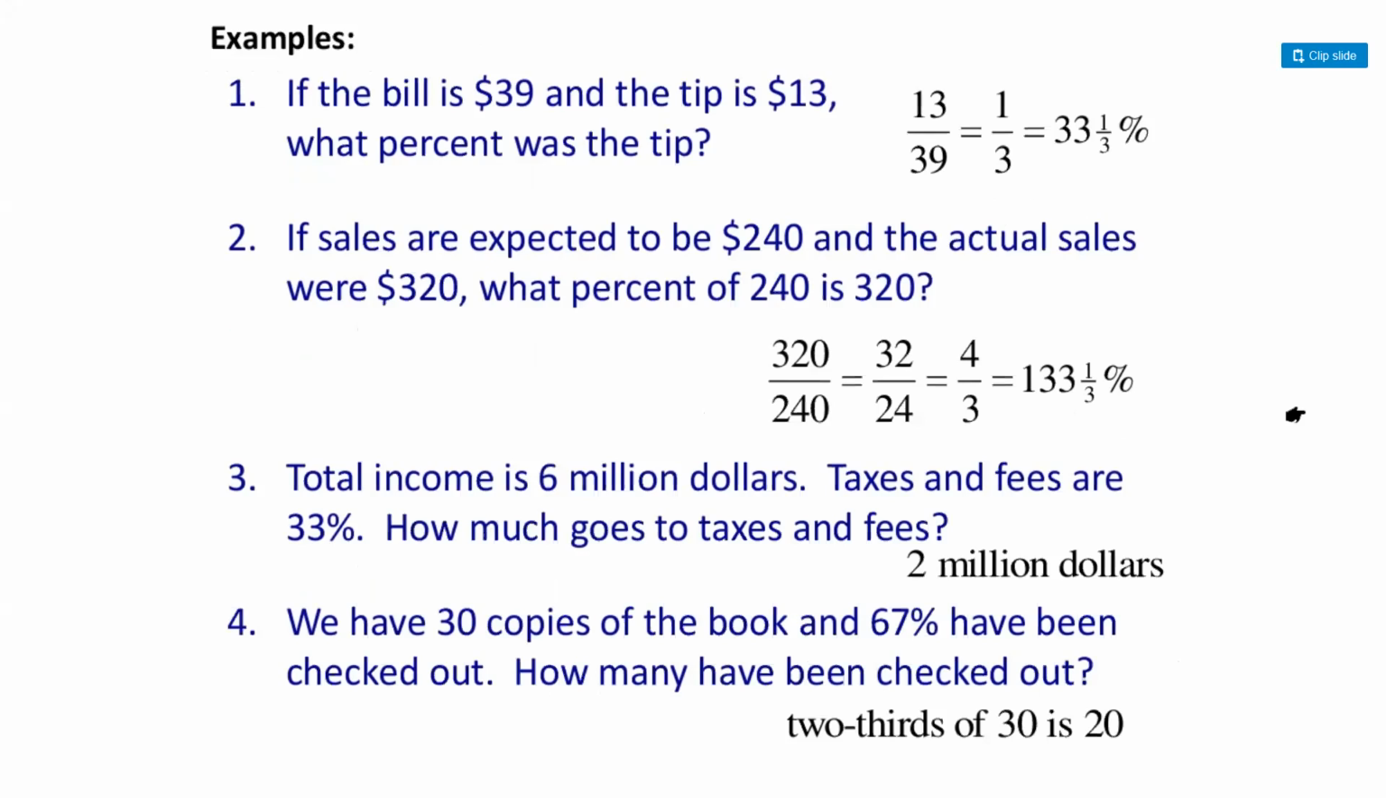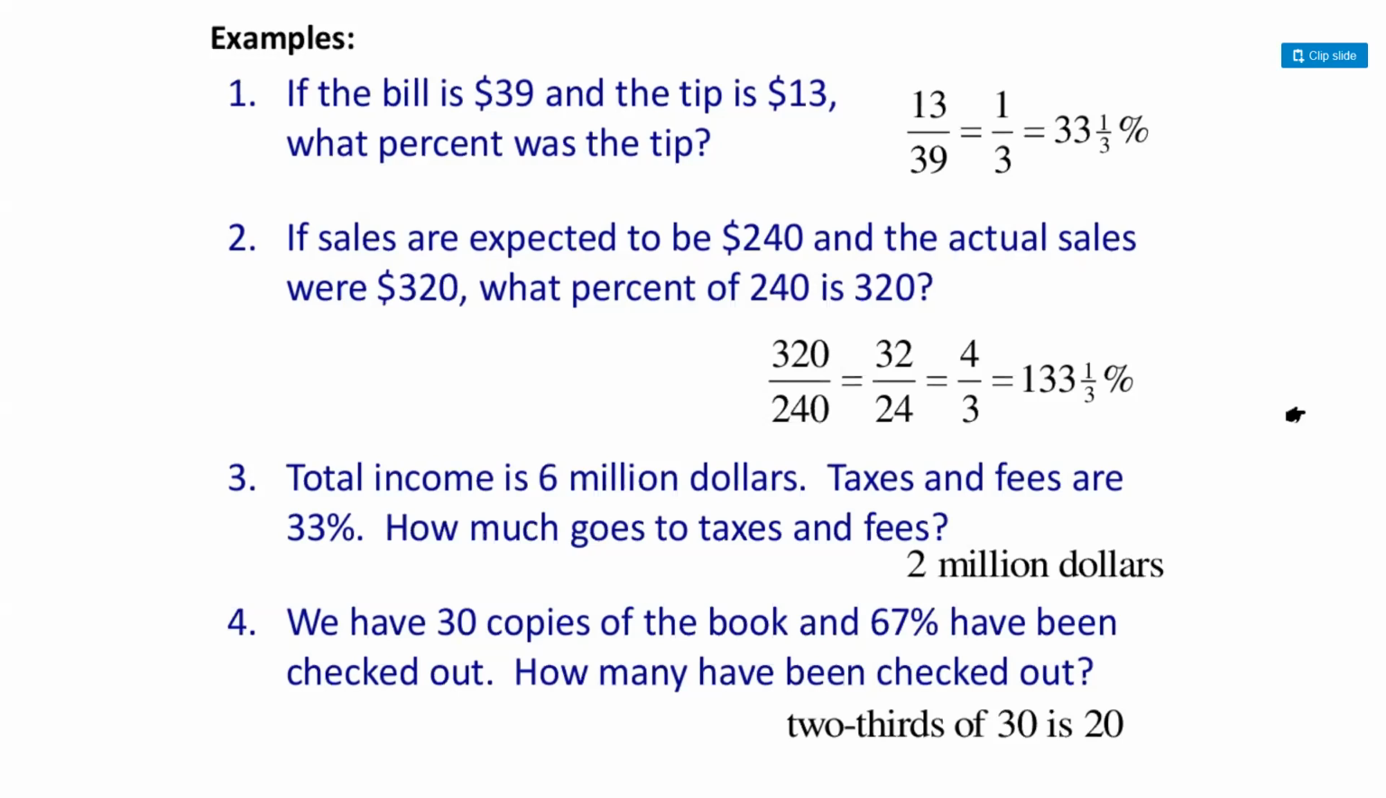If the bill at the restaurant is $39 and you decide to tip $13, what percent is the tip? 13 over 39 is 1/3. This is a hefty 33 and 1/3% tip.